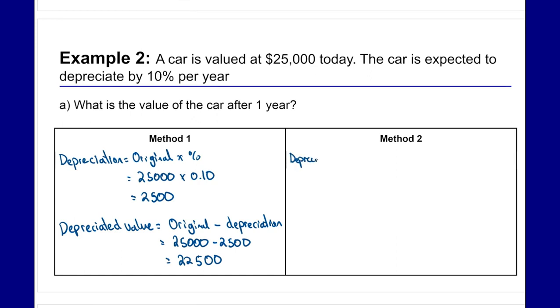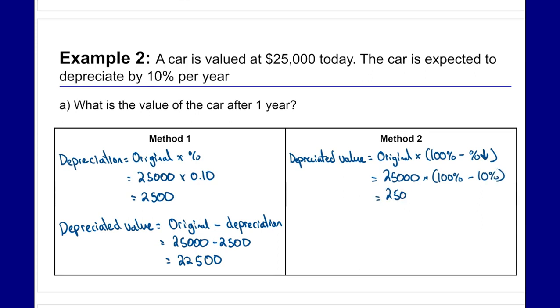So we have our depreciated value, and it's going to equal the original multiplied by 100% minus the depreciation percent, or I'm just going to do percent with a downward arrow just to save myself some room. So 25,000 multiplied by 100% minus 10%, or 25,000 times 90%, which is just 25,000 times 0.90.